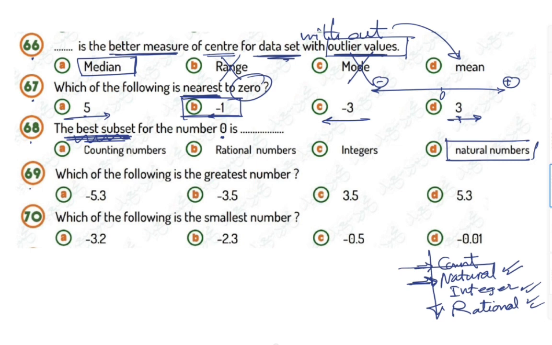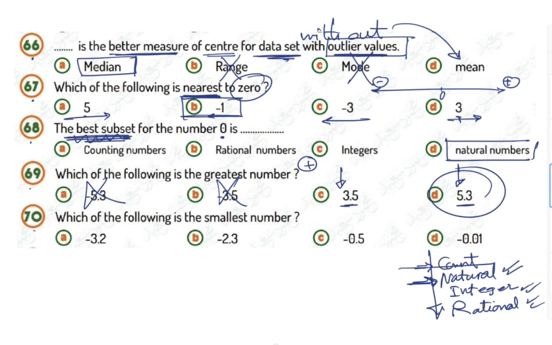69. Which of the following is the greatest number? That's just the biggest one. Okay, we have positive and negative numbers. Which one is the greatest? Positive or negative? Of course, positive. So forget about the negative. Now we have 5.3 and 3.5. Which one is the greatest? Of course, 5.3, because we have 5 as the whole number and here we have 3.